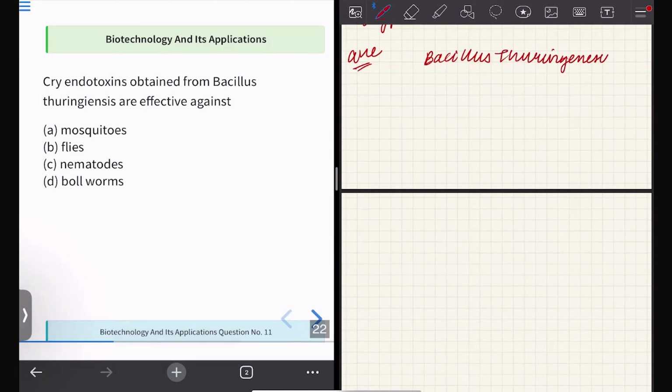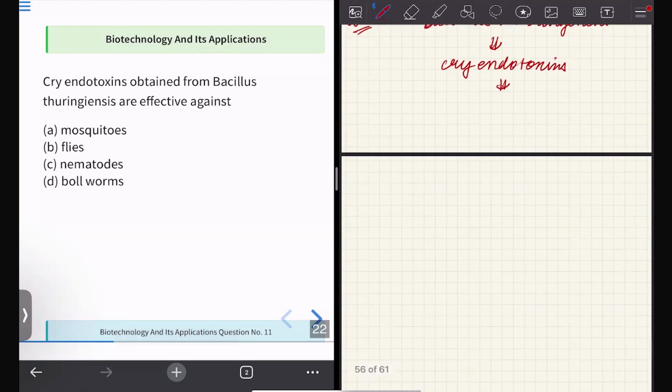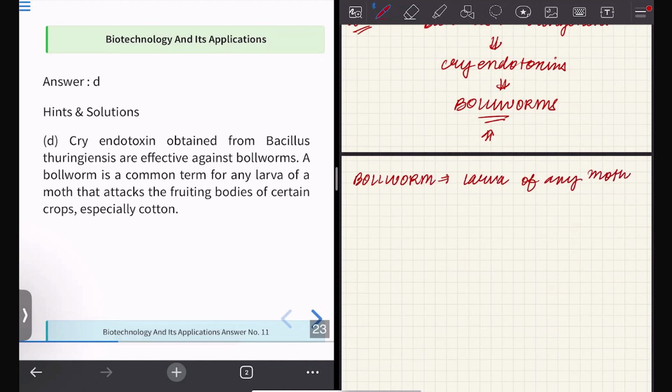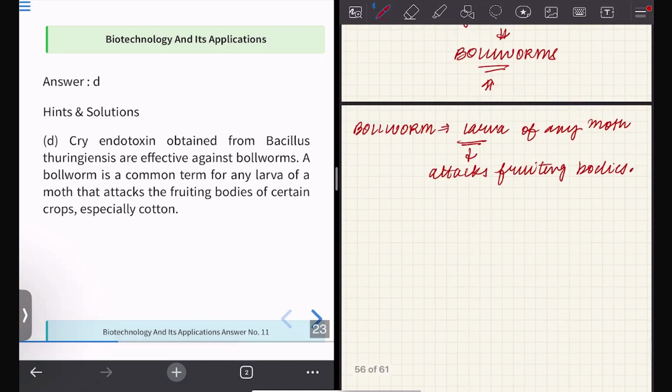We have cry endotoxins, which are obtained from Bacillus thuringiensis. So Bacillus thuringiensis synthesizes endotoxins, and these endotoxins are effective against insects. Which insects? Bollworms. What is a bollworm? It is actually the larva of any moth that affects the fruiting body of a certain crop. So a bollworm is the larva of a moth. And what is it affecting? It attacks the fruiting bodies. Okay. So we have option D, which is bollworms.